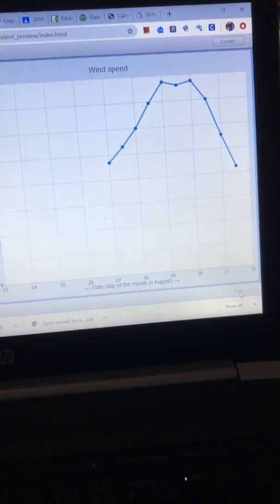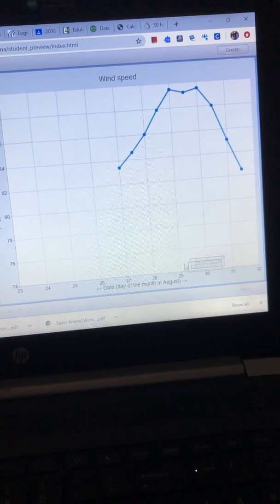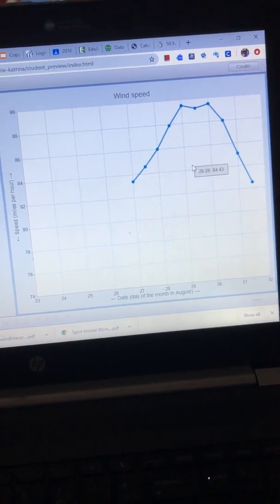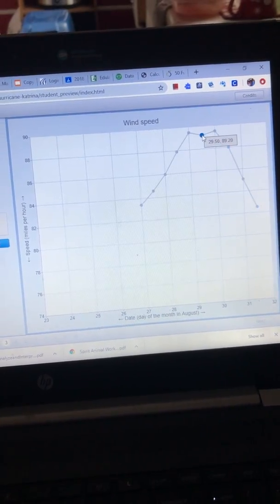So when did it hit New Orleans? Well, it hit New Orleans on the 29th at noon. So this was the wind speed.